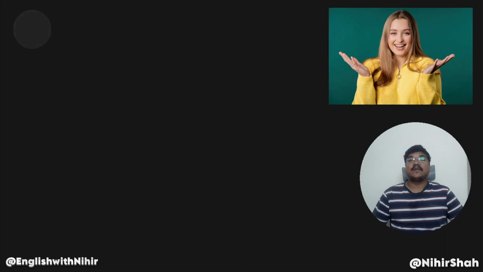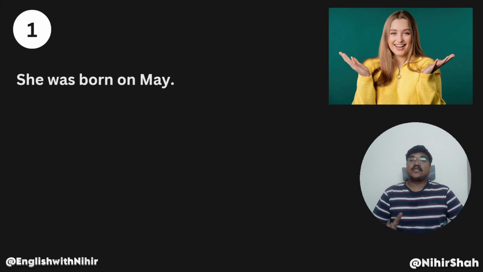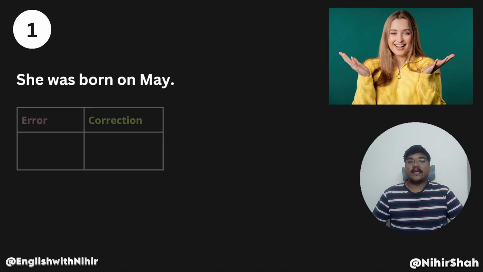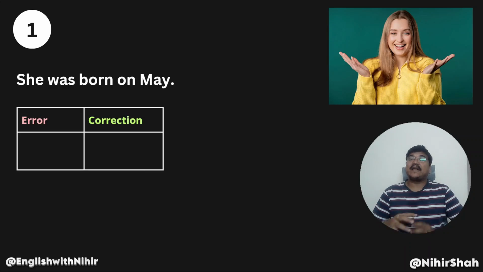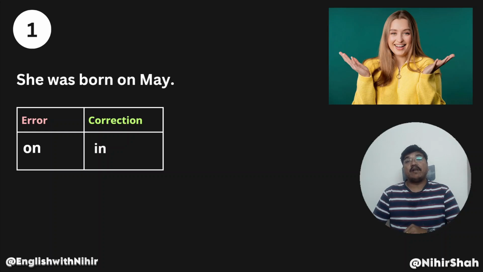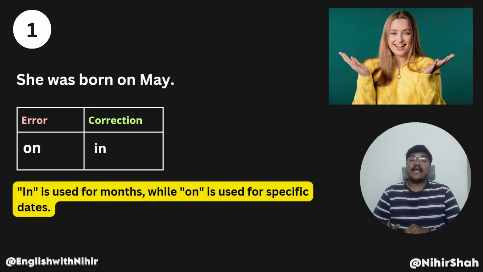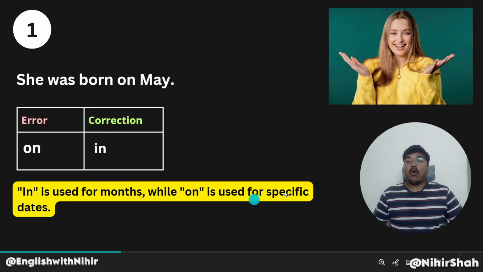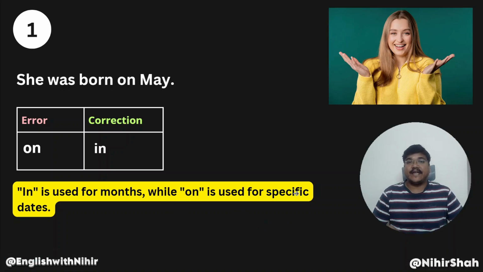Now, let's look into some of the most common errors in prepositions one at a time. This is the sentence: She was born on May. Can you find the error and correct it? Think about it. What will be the error and what is the correction required? The error is in on. The correction will be in. Why? In is used for months while on is used for specific dates.